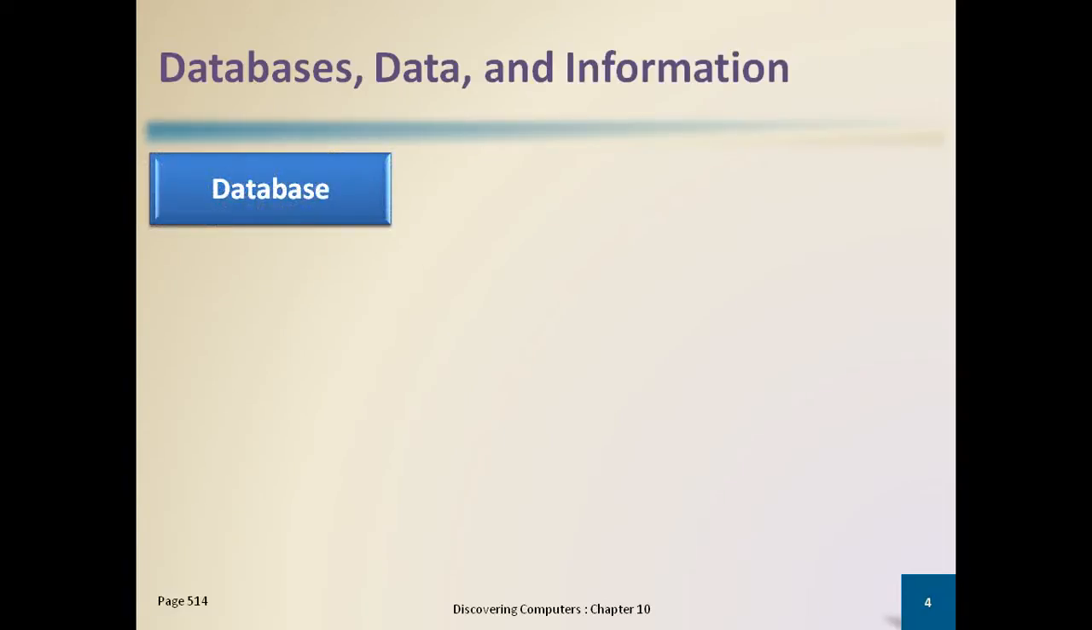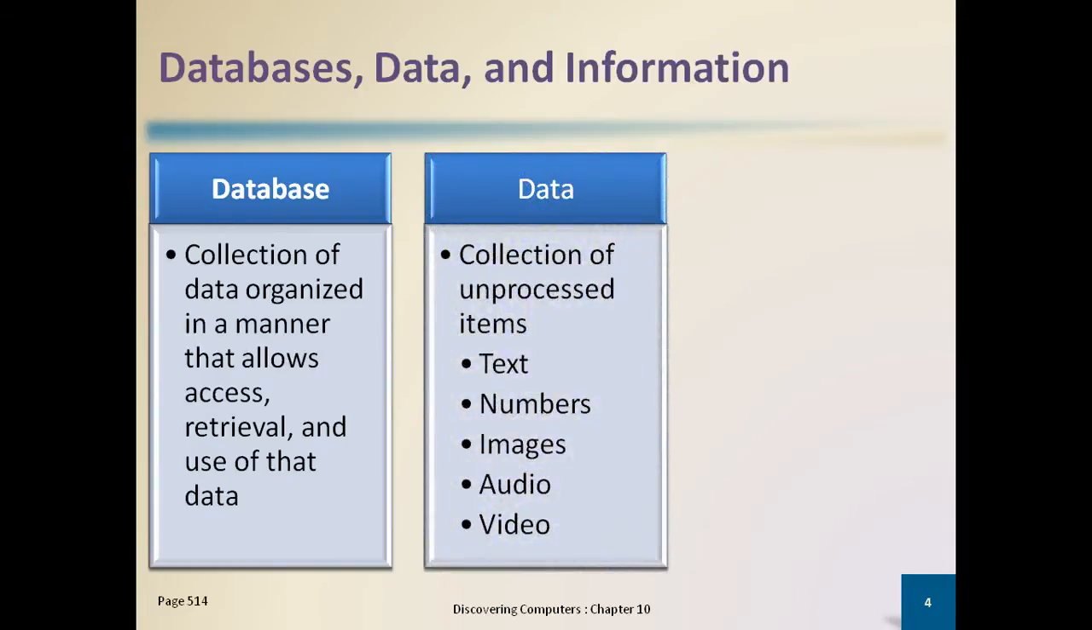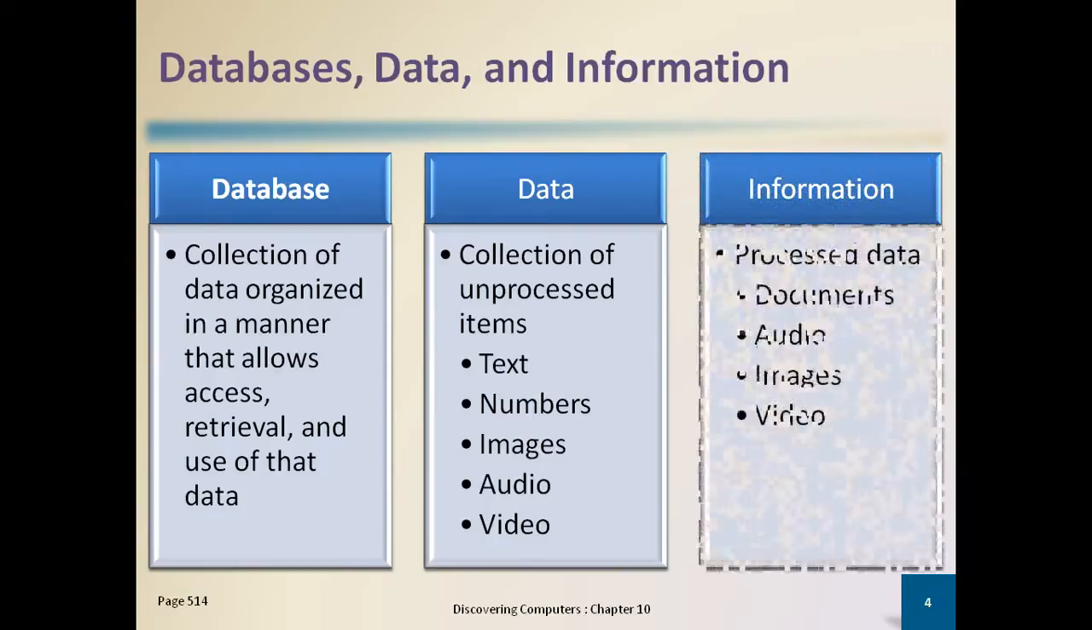Database, data, and information. A database is a collection of data organized in a manner that allows access, retrieval, and use of that data. Data is a collection of unprocessed items: text, numbers, images, audio, and video. Information is processed data: documents, audio, images, and video.